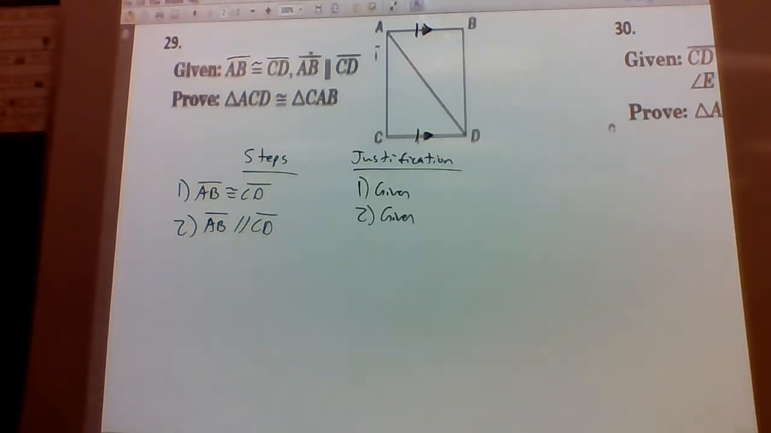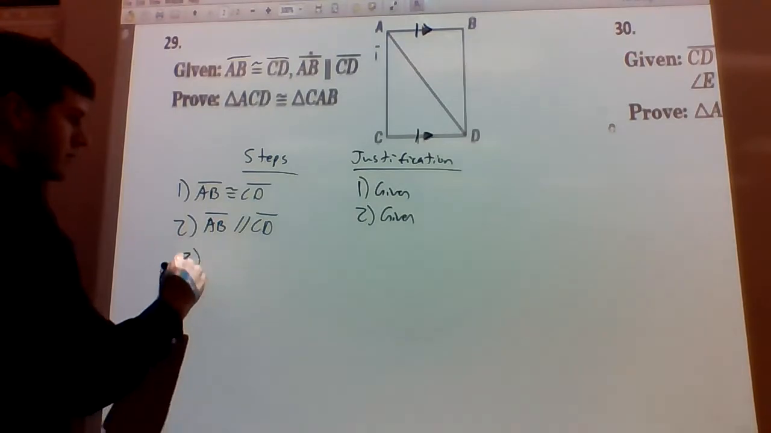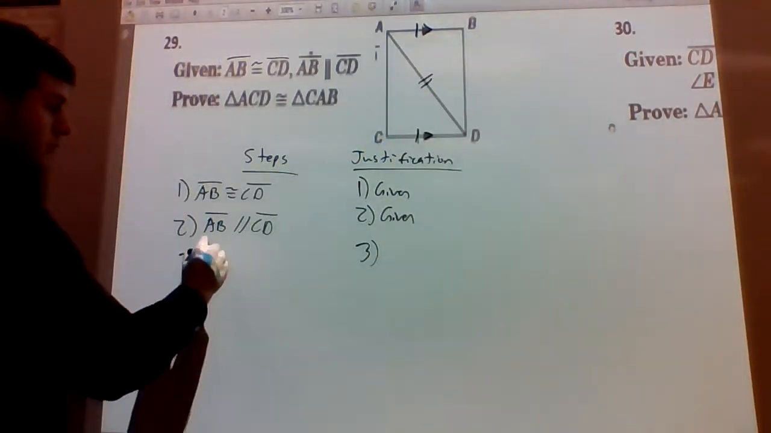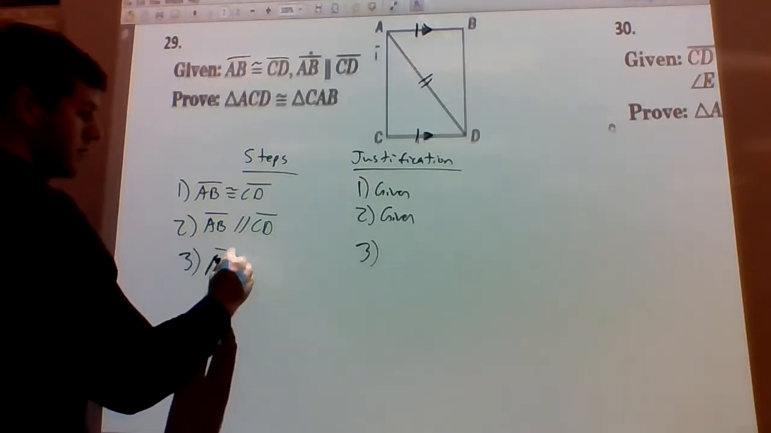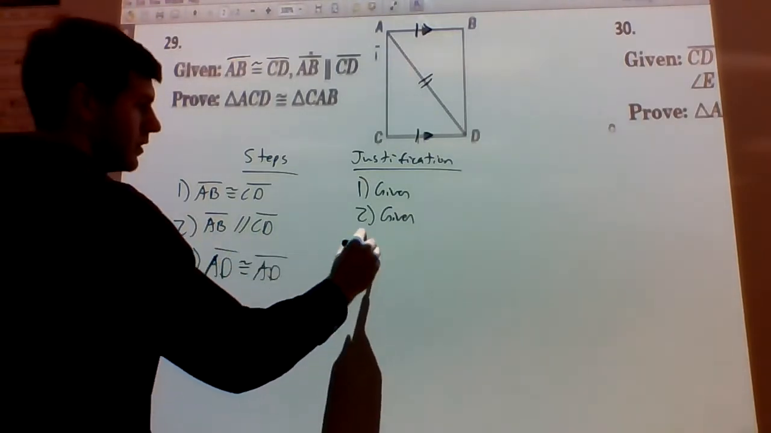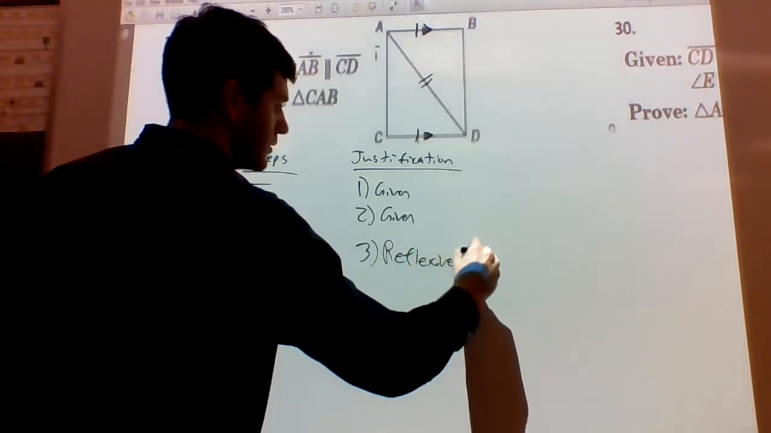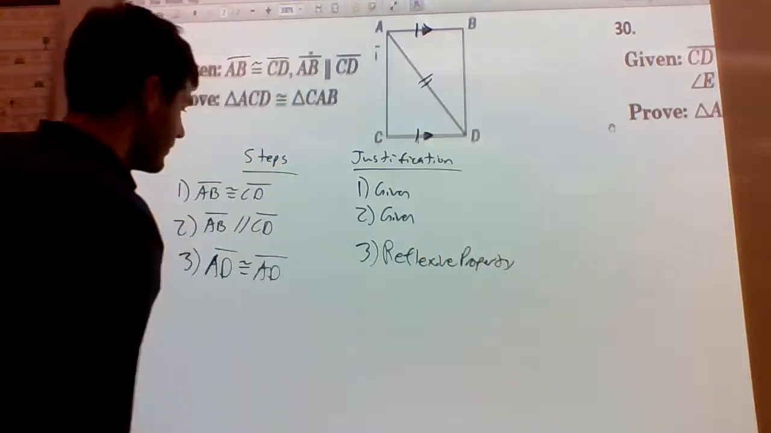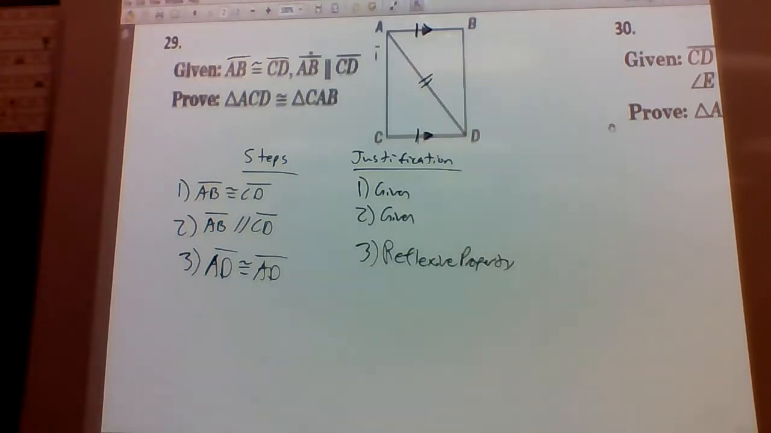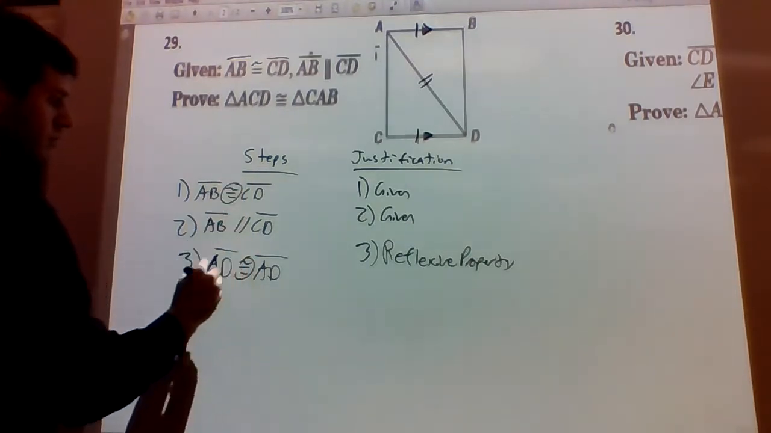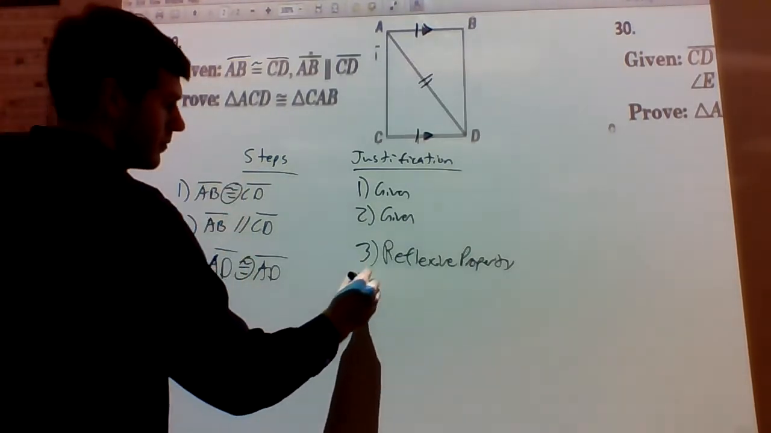Step 2 in the process after we write our givens is look for shared sides or vertical angles. So we have a shared side. AD is congruent to AD. That is the reflexive property of congruence. Again, we could have done AD is congruent to DA by the symmetric property. It's fine. So right now we have 2 corresponding parts that are congruent. We need a third.